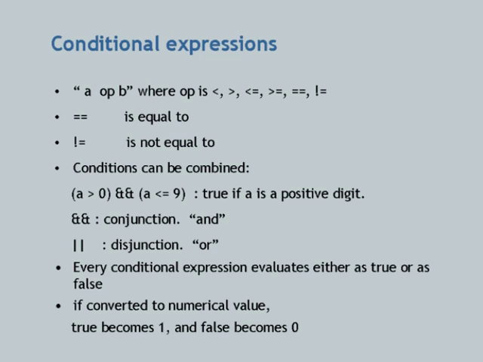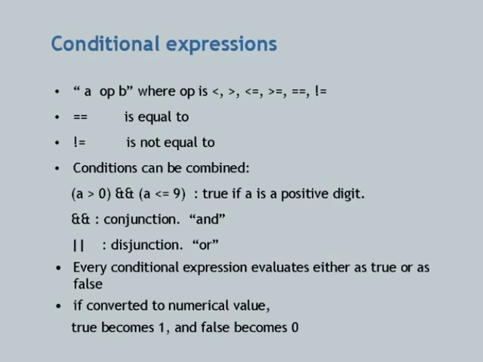So I can have complex conditions where I can test: is A greater than 0, and is A also less than or equal to 9? Watch that this will be the condition I will impose if I want to check whether A is a positive digit. So A is equal to 13, the value is positive, but it is not a digit. A is equal to minus 7 is not a digit. A is not a positive digit.